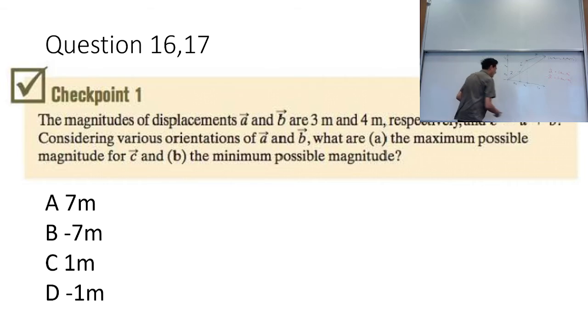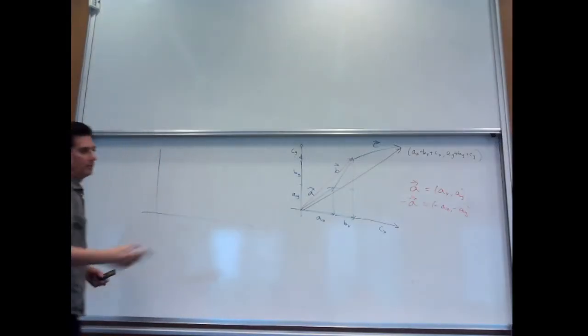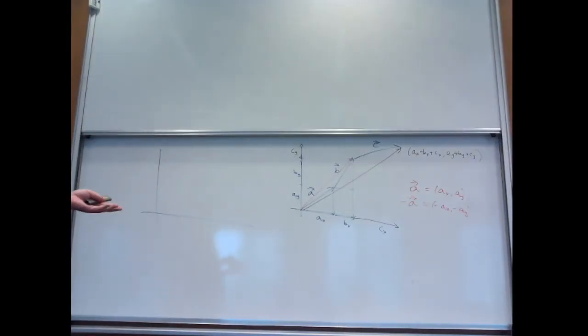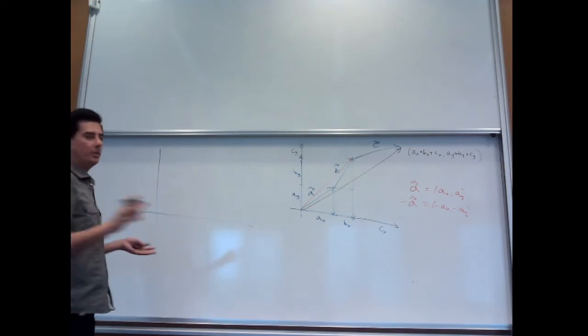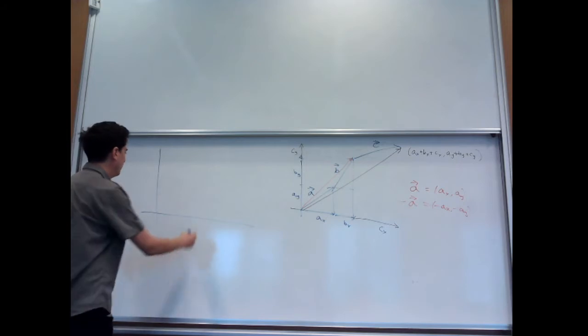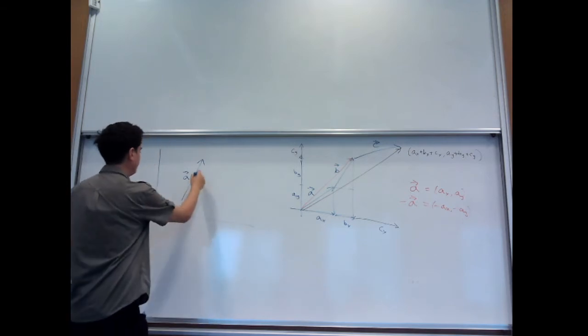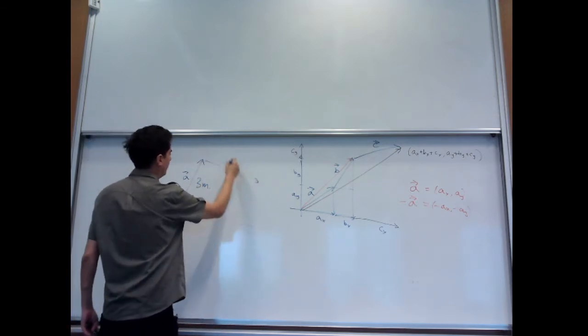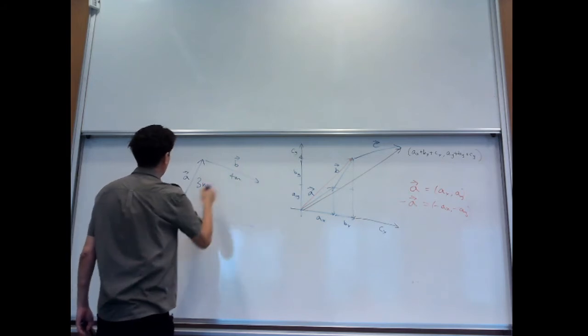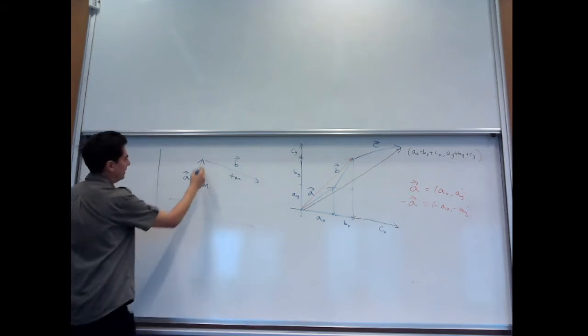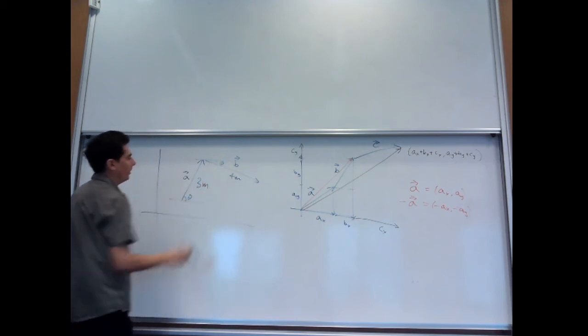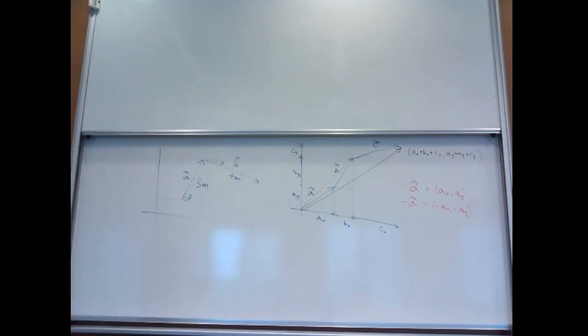I think everybody gets it, but just to draw a picture of this, what this question is getting at is that A is 3 meters, B is 4 meters, but we're not told what angle they're pointing at. So in principle, A could be like this, 3 meters, and then B like this could be 4 meters. And we're not told what this angle is, nor this angle here. So we've got this angular degree of freedom.